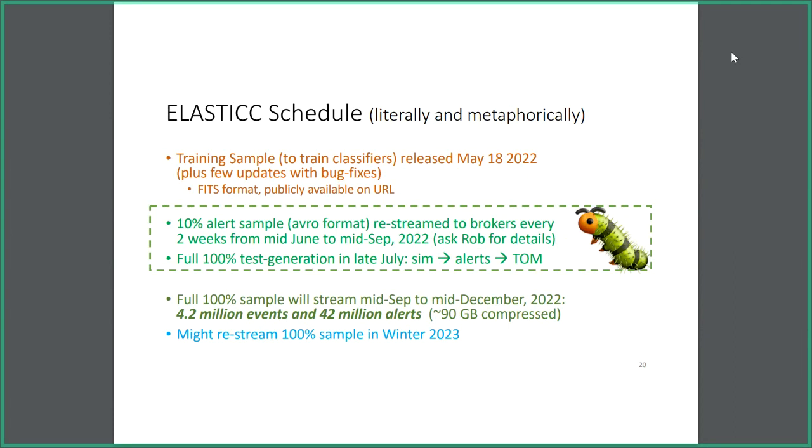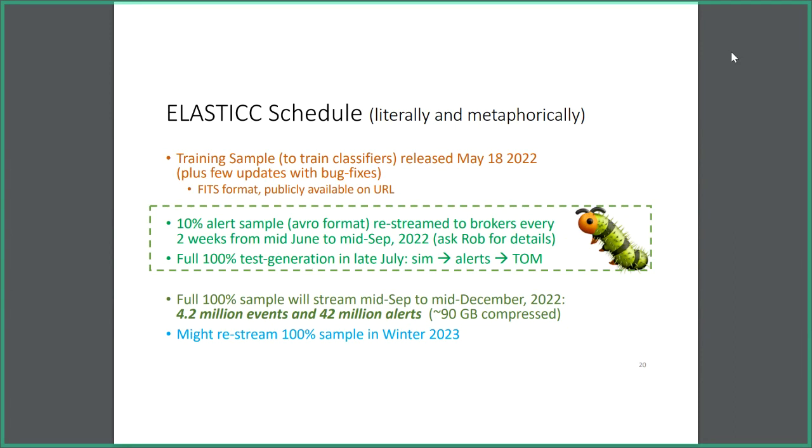We also did a full 100% test generation in late July to make sure we could do it. We generated the full sim, translated everything to alerts, and loaded the TOM database. So this stuff in green was really all just sort of debugging and getting ready for the challenge.